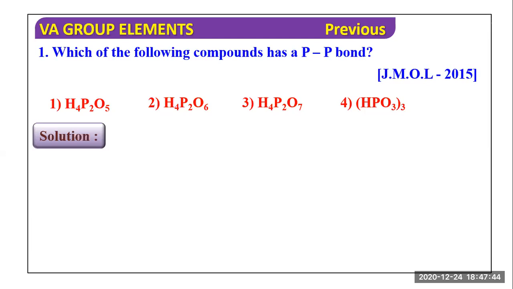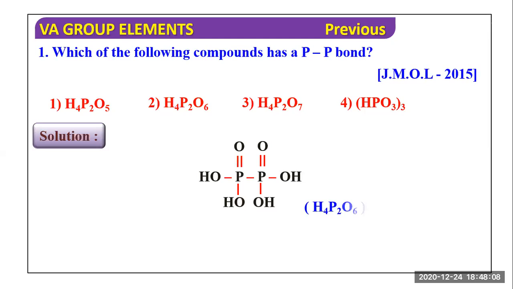P-P bond. So we should draw the structure. This contains 6 oxygen. So there is a P, there is a P. Then on both sides there is OH, OH, OH and a double bond O. So this is the structure. Okay, it contains a P-P bond and it contains a POP bond.